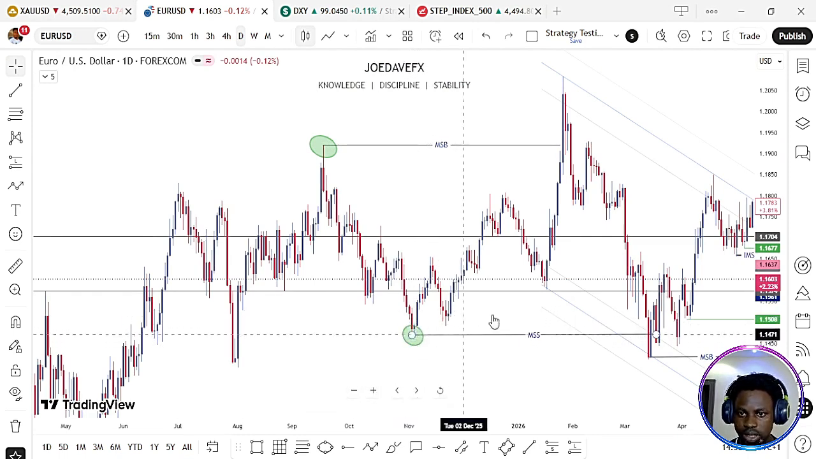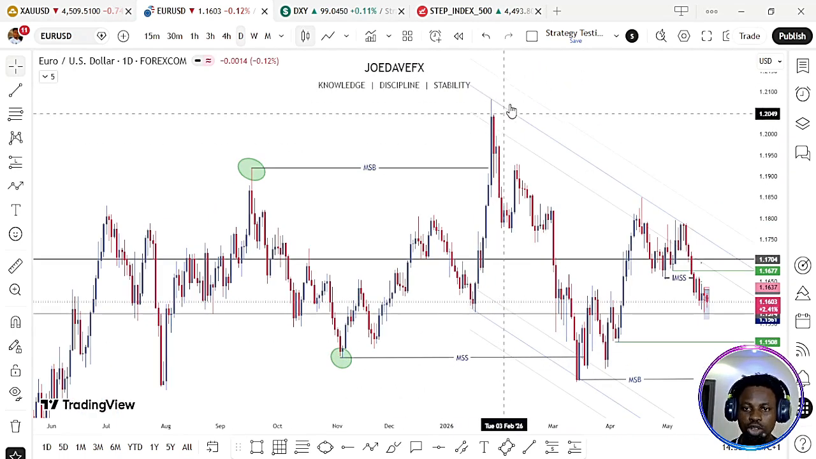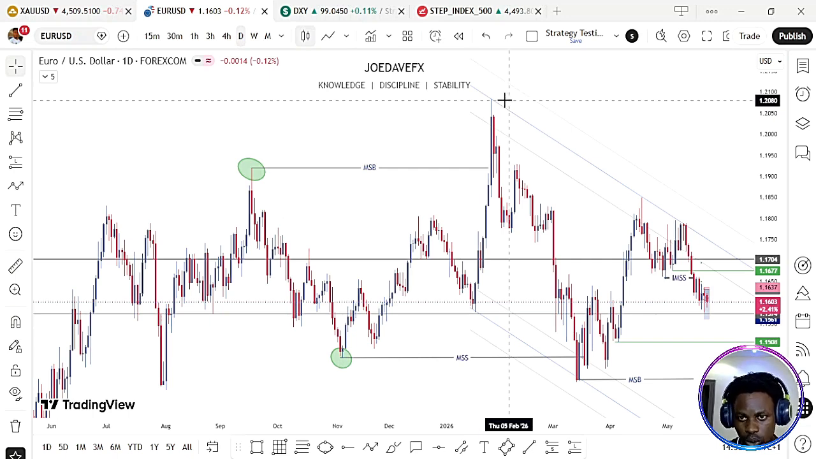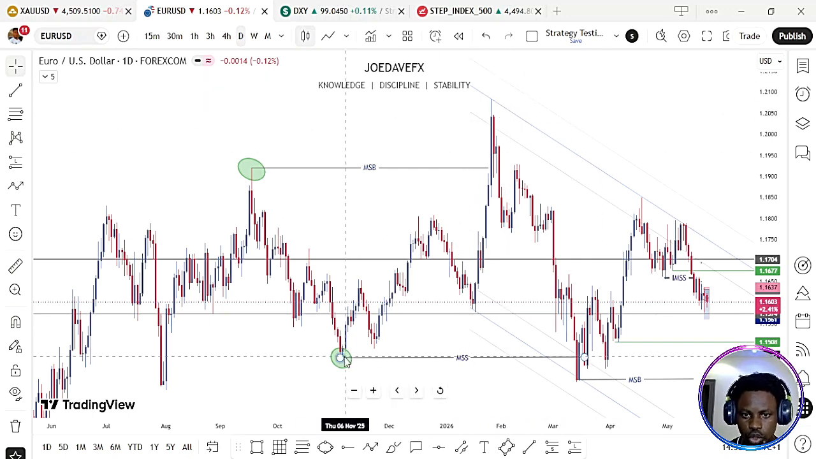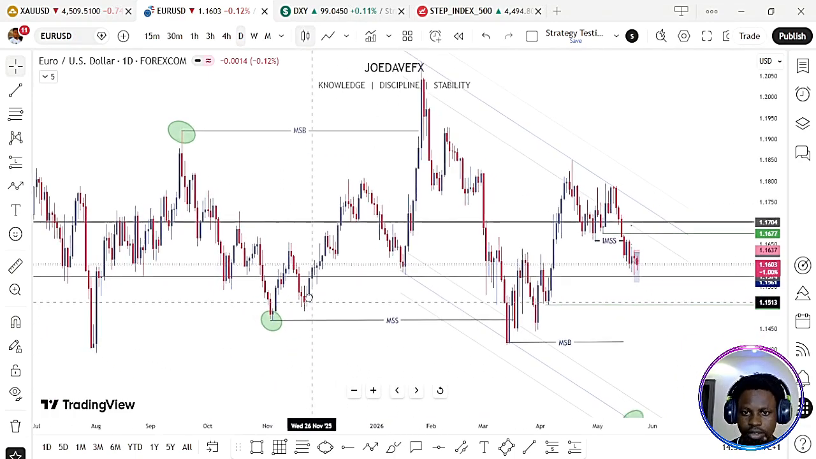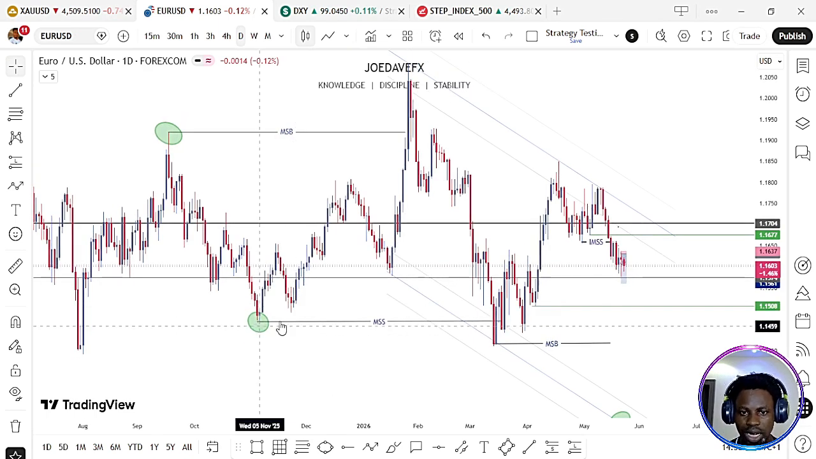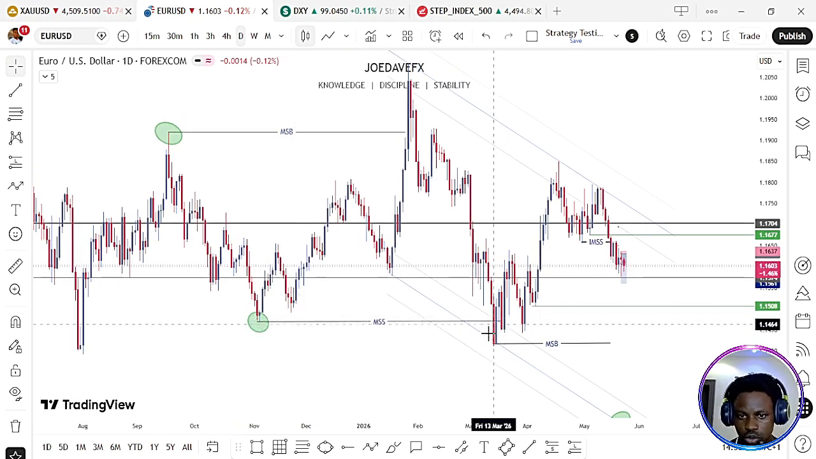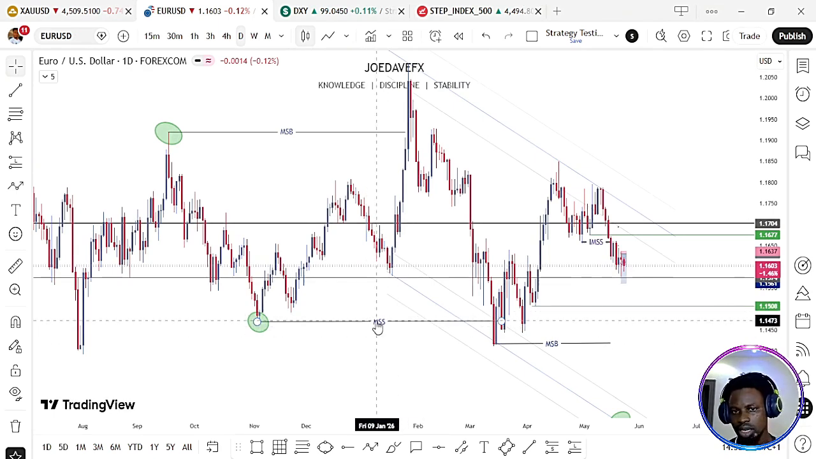This particular low gave us a new break of structure, and this became our new high. The low that gave us this high is this low. For price to remain in an uptrend, this low should never be taken out. If you look very well, you see that in this scenario this low was taken out, which became our change of character. It signifies that from an uptrend, price is now likely to be selling.